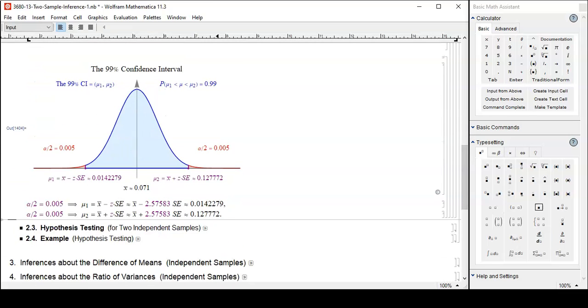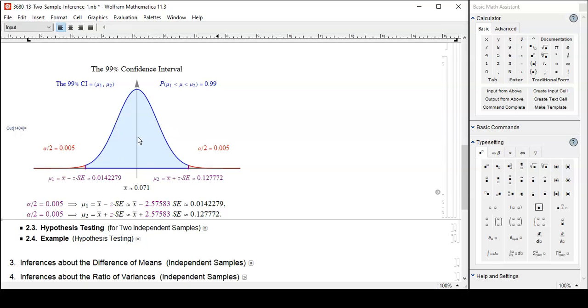Take the difference of the two proportions, and that goes right in the middle, because that is the best point estimate, the expected value. And then apply the z-analysis: center minus z-score times SE, center plus z-score times SE. Those are the endpoints of the confidence interval. So the key here is the standard error.